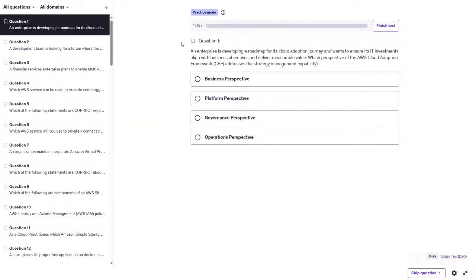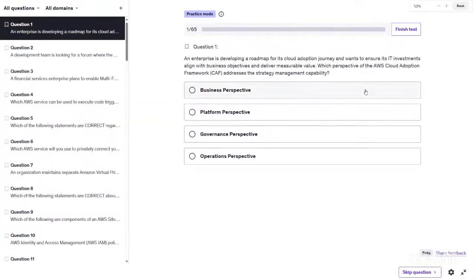All right, so let's start this test quickly. So first of all, it says an enterprise is developing a roadmap. This is a question on the Cloud Adoption Framework, right? Which of the following perspectives addresses strategy management capability? Strategy management capability. It wants to align with business objectives and deliver measurable value.